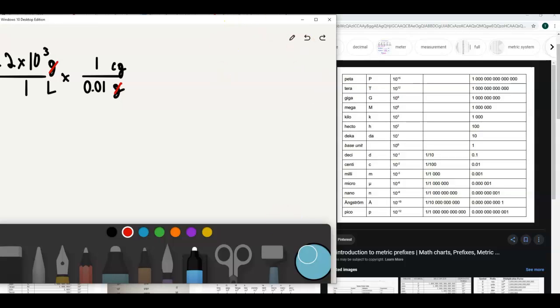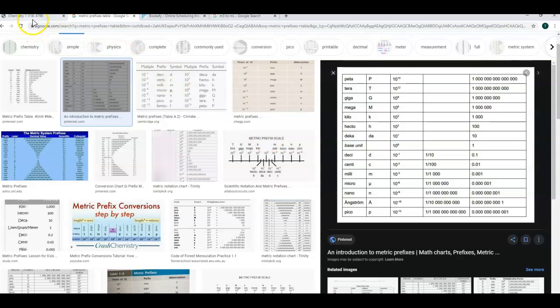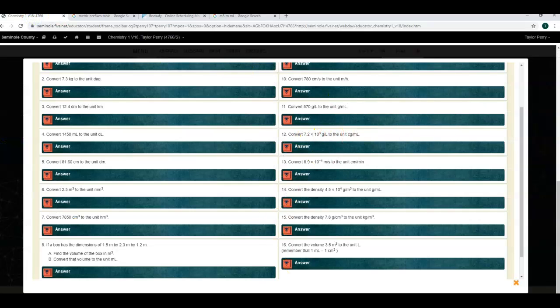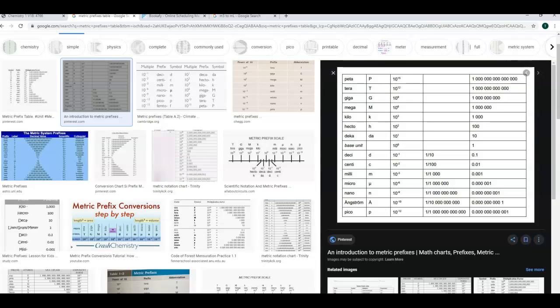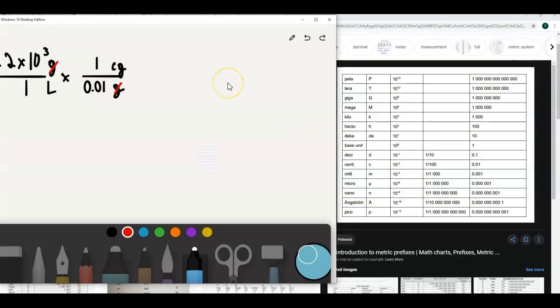So this is in liters, and we want it, oh gosh, I've already forgotten. What do we want it in? Milliliters? We want it in milliliters, okay? So we're not done yet. We've got one more step. Okay, we want this in milliliters.